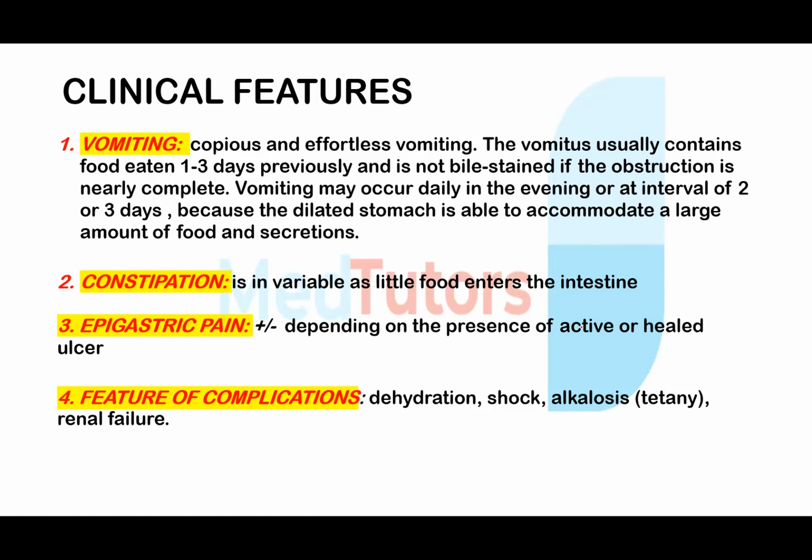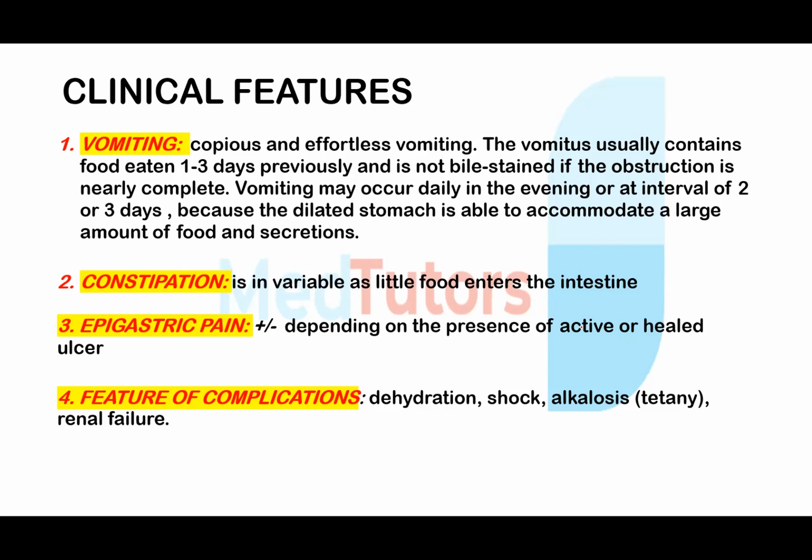It contains food eaten 1 to 3 days previously, okay? The patient will tell you they can identify the food items they have eaten 1 to 3 days previously. That means it is not digesting, it's not moving down into the duodenum. And of course, the vomiting is non-bilous. Why? Because the gastric outlet is closed. Bile cannot enter the stomach from the small intestine.